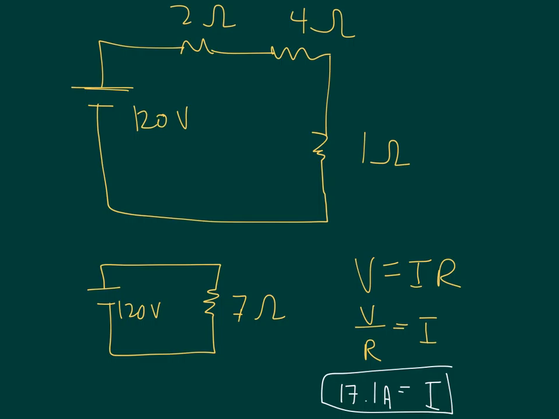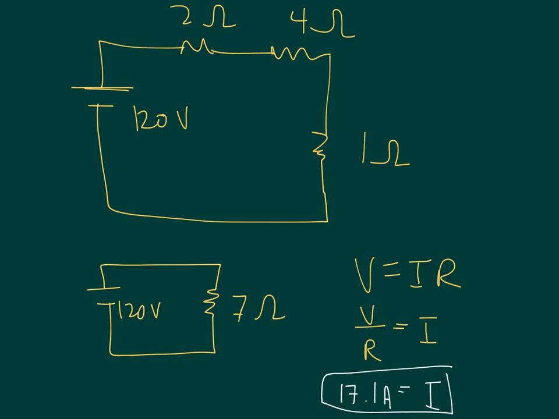What was the second part I asked you to do for this problem? Find the current in each resistor. Find the potential difference in each resistor. Yes, the voltage drop or the potential difference in each resistor. How do you find voltage? V equals IR. Well, this I that you just determined, 17.1, is the same current for every resistor because it's in series. When in series, the current is the same.